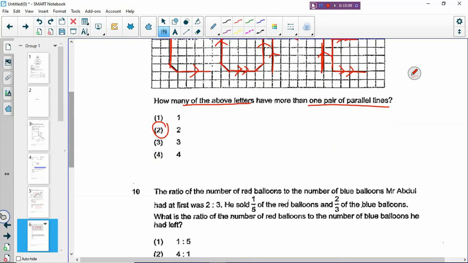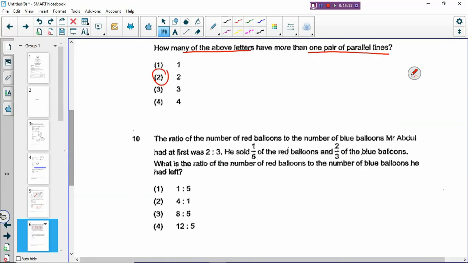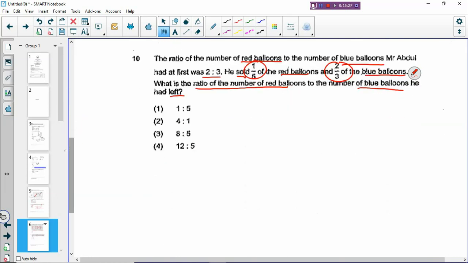So question 10. The ratio of the red balloons to the blue balloons Mr. Abdul had was 2:3. He sold 1/5 of the red balloons and 2/3 of the blue balloons. What is the ratio of the red to the blue balloons left? So what's the method here? Is there a method that we can use to solve this? Well, you can use ratio or you can draw a model. So you have a few ways of doing. So let's draw the model.